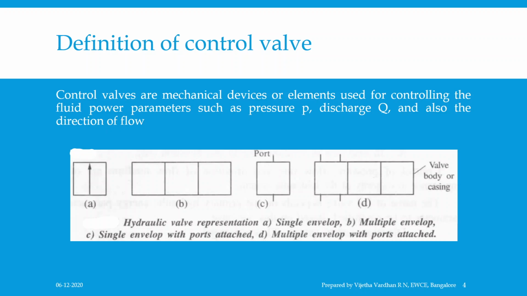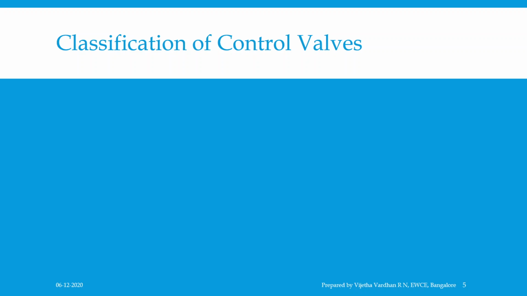A single envelope is used only when one flow path exists through the valve, and multiple envelope symbols are used when more than one flow path exists through the valve. Coming to the classification of control valves, they are broadly classified into two types based on the number of positions. They are infinite position control valves, and their graphical symbolic representation is as shown. The valves which allow any position between fully open and fully closed to regulate either pressure or flow are called infinite position valves.